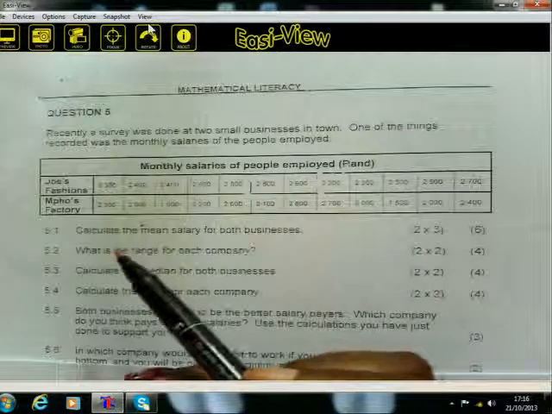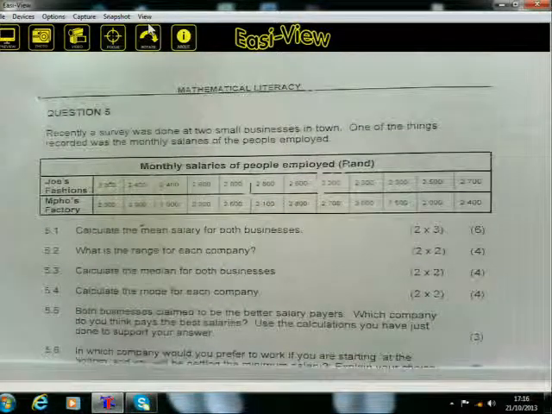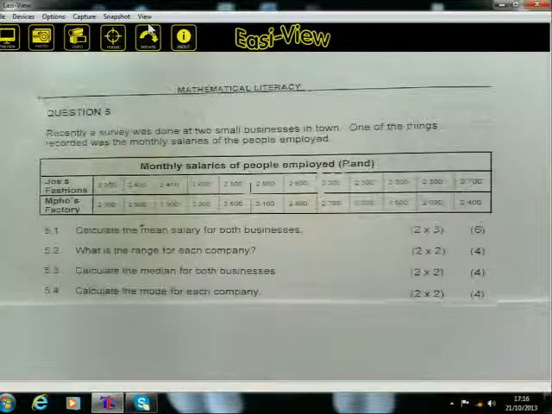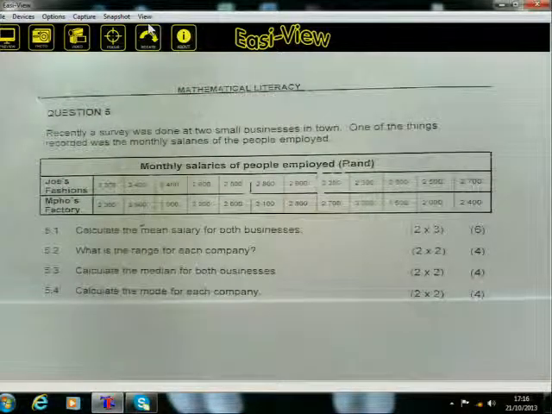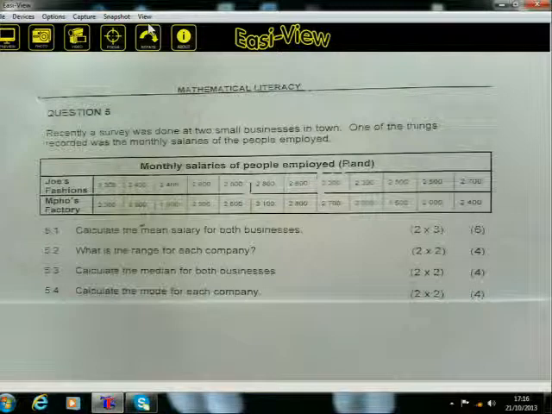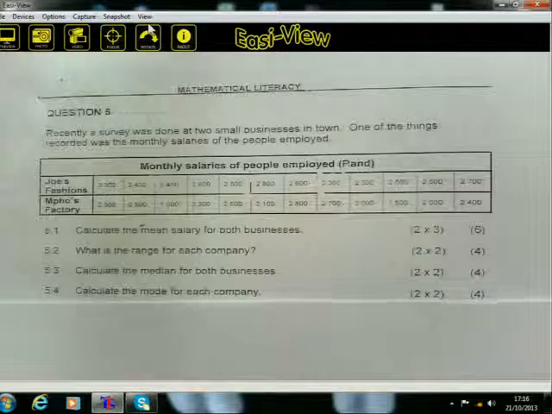So let us go back to the question. In this question, I will encourage learners to be careful to read the instructions. You should start each question from a new page.